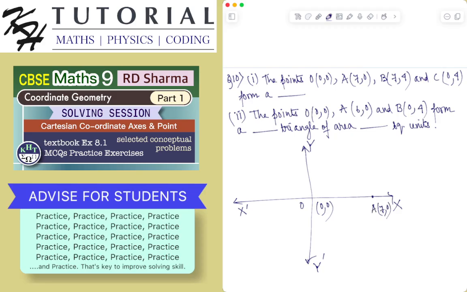Okay. Let's see the point B. The x coordinate or abscissa is also 7, and the ordinate of the point B is 4, which means it lies at a distance 4 from the x axis along the positive direction of the y axis. So somewhere over here this will be point B, whose coordinates are 7, 4. So the points B and A are both at the same distance of 7 units from the y axis.